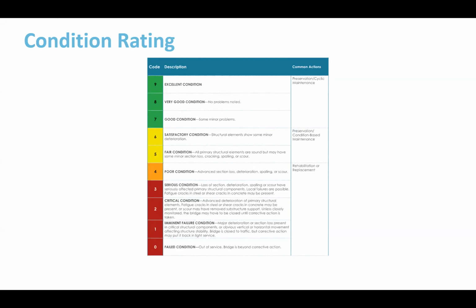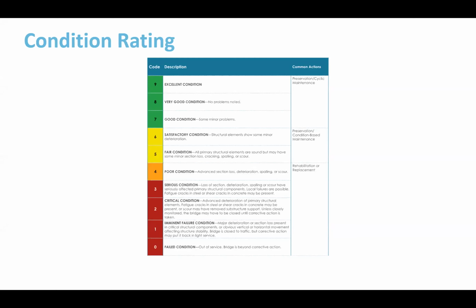I'll draw your attention to the number 4, where it says poor condition, advanced section loss, deterioration, spalling, and scour. That is the dividing line for structurally deficient. That is, if any of the components of the bridge, that being deck, superstructure, and substructure, get rated as a 4 or lower, the bridge is deemed structurally deficient. That's not to be confused with functionally obsolete, which is a whole separate category.